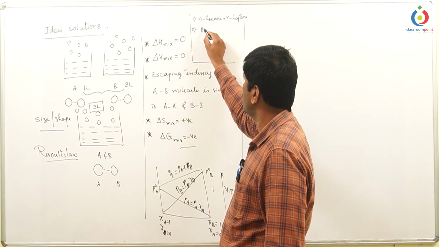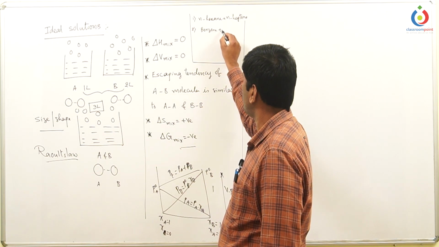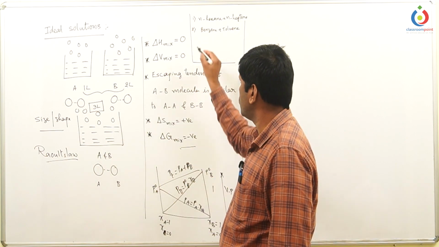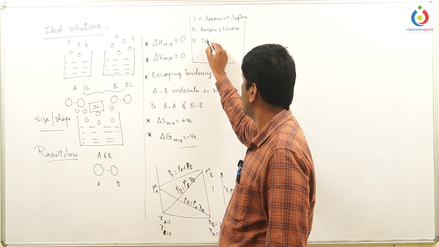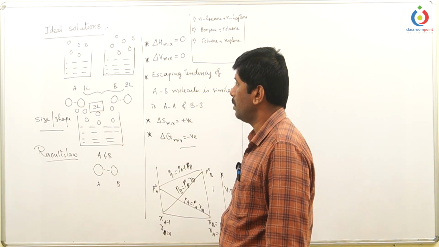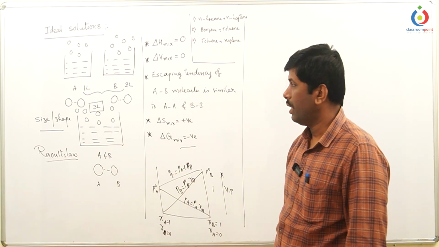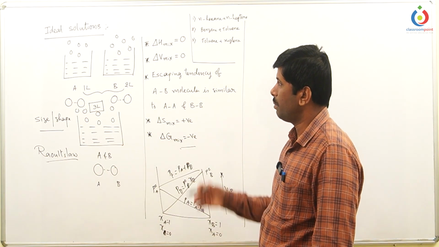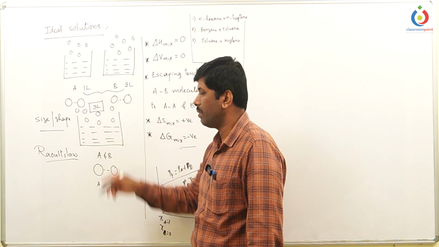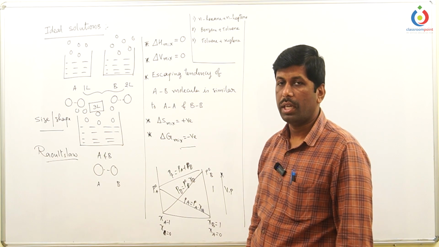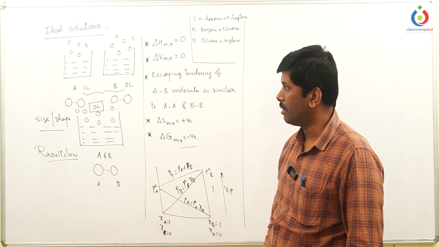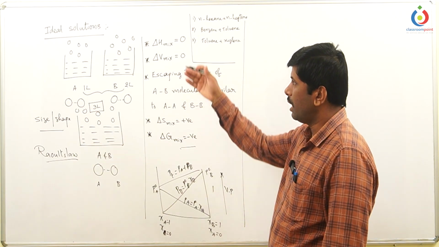Second one is benzene plus toluene. So again one CH2 difference is there. Third, toluene and xylene. Here also only one CH2 difference is there. So where similar sizes are present, such types of solutions are known as ideal solutions. Not only that, they should have similar interactions between like molecules, AA and BB, and unlike molecules must also have similar interaction forces. So this is about the ideal solutions.